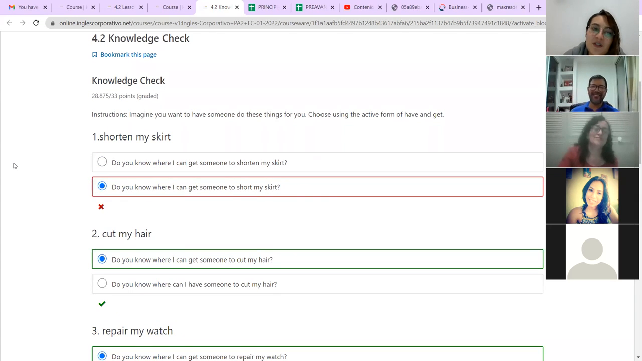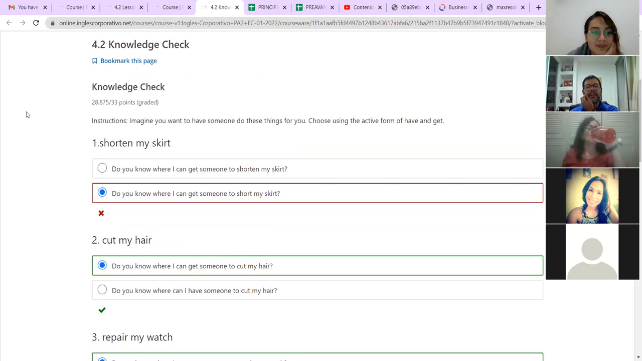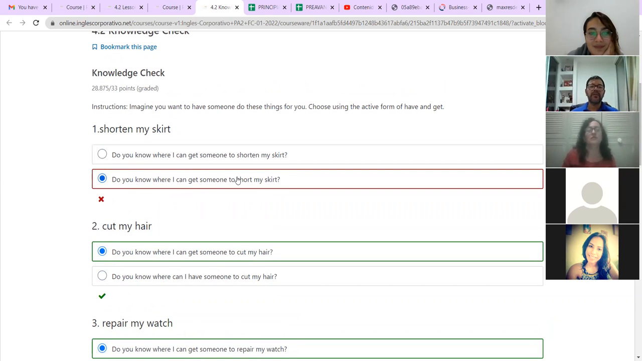So let's review. Shorten my skirt. Do you know where I can get someone to shorten my skirt? Or do you know where I can get someone to short my skirt? So if we were using the active form, why do you think this is? Maybe shorten is the action of short, but I'm not sure. You are absolutely correct. That's brilliant. Es correcto. That's awesome. So it's the action of making it short, right?